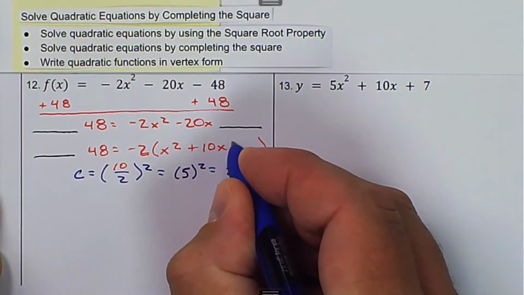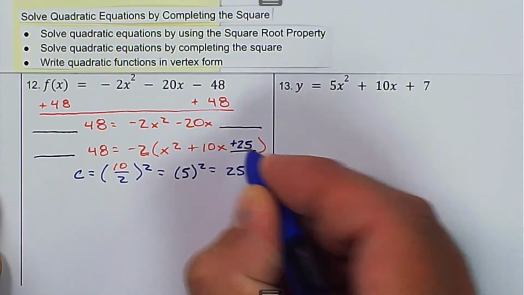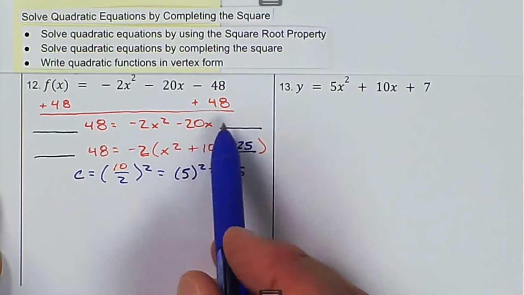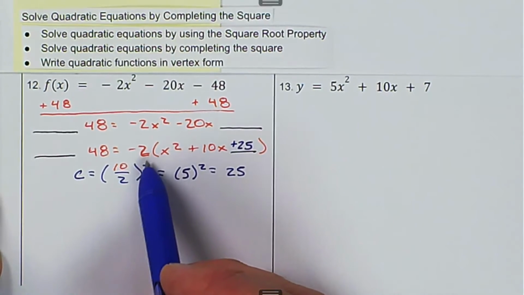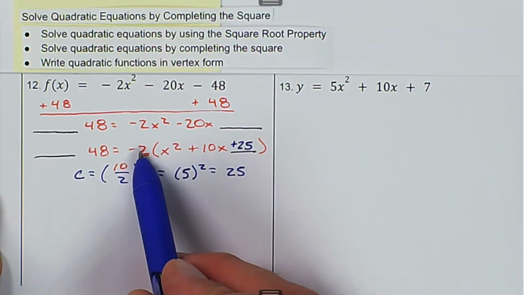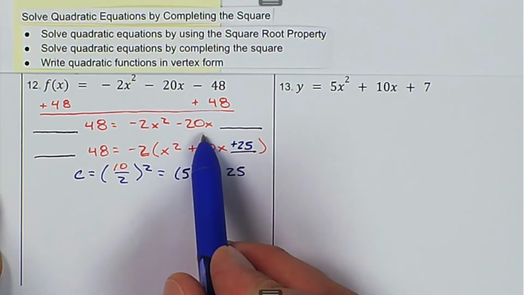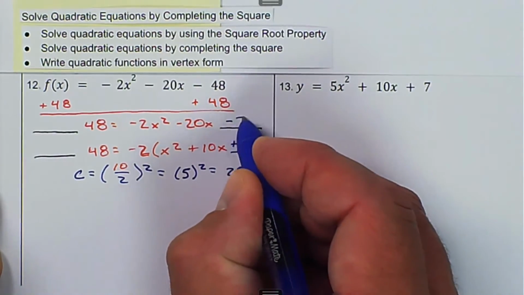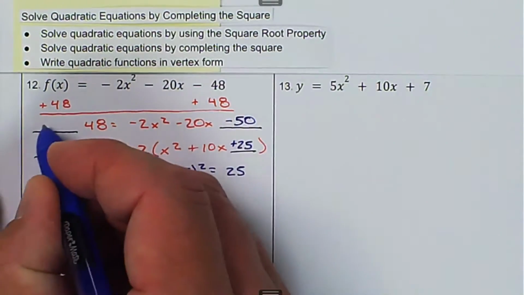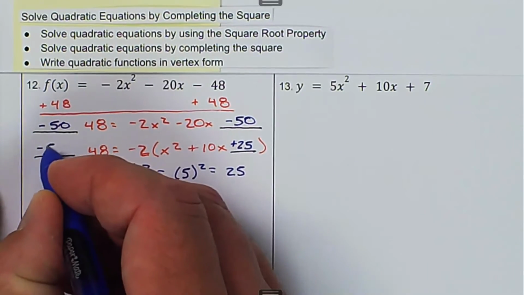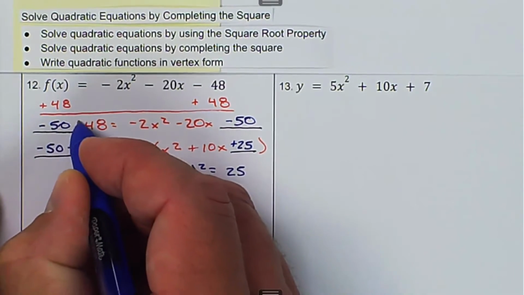So we're adding 25 inside this parentheses, but now we have to distribute the negative 2 to figure out what we're actually adding to the right side. So negative 2 times x squared is negative 2x squared. Negative 2 times 10x is negative 20x. And negative 2 times 25 is negative 50. So actually what we added is a negative 50 to both sides.